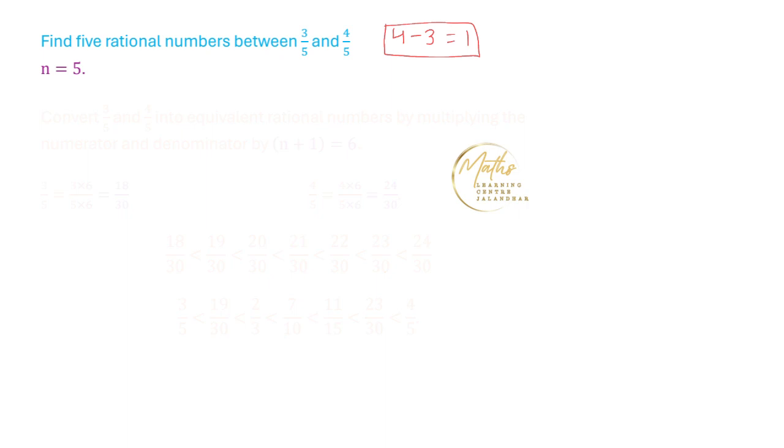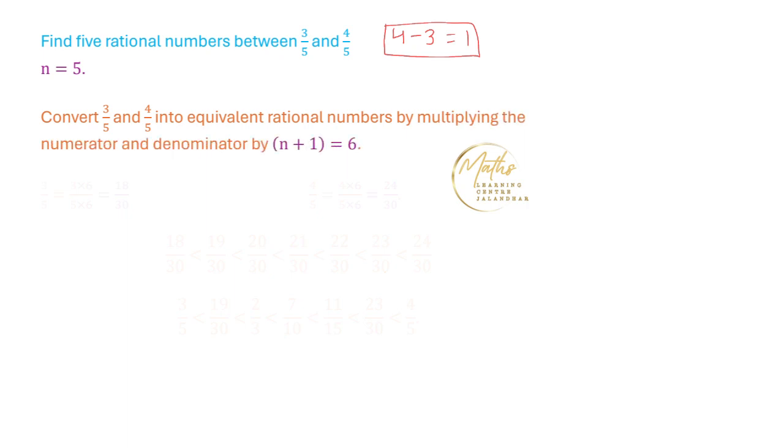So what we are going to do is convert 3 by 5 and 4 by 5 into equivalent numbers by multiplying the numerator and denominator by n plus 1, which is equal to 6. When we take 3 by 5, we multiply the numerator by 6 and the denominator by 6, and we obtain the number 18 by 30. The second number is 4 by 5. We multiply the numerator and denominator by 6, and we obtain the number 24 by 30.